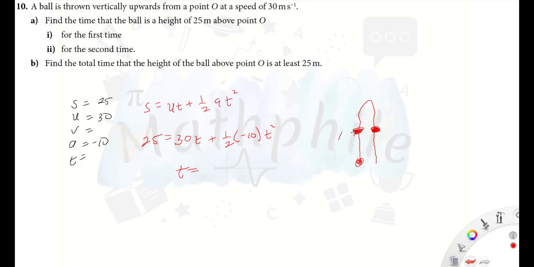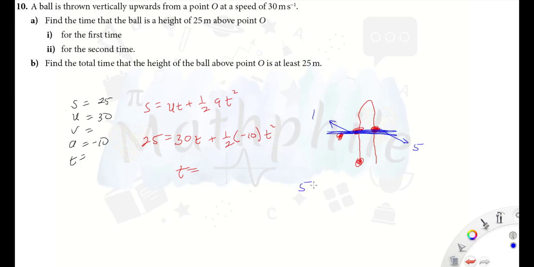So at this point, which side represents the 1 second and which side represents the 5 seconds? The first one represents the one. The second one represents the five. This is 1 second, and this is 5 seconds. And the question is asking you, for how long was the ball above this level? The ball was actually above this level for 4 seconds.